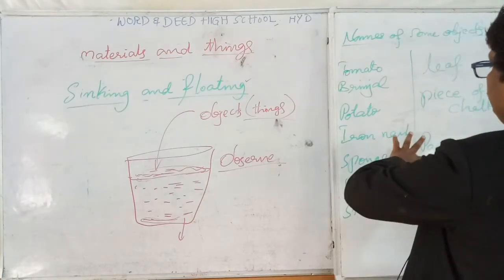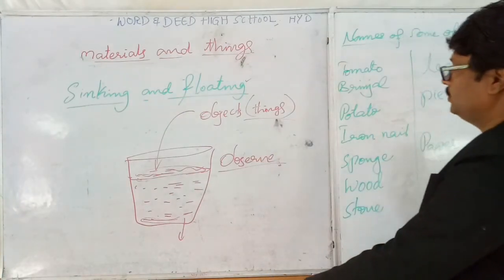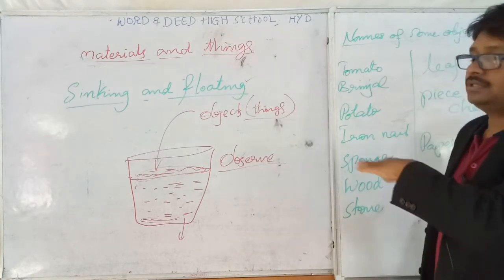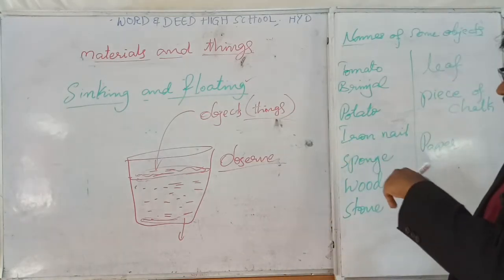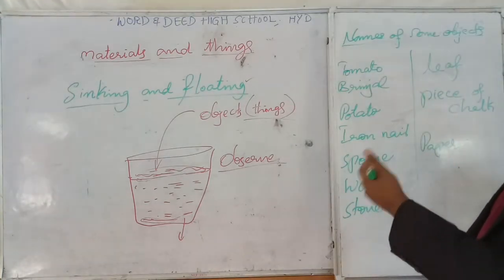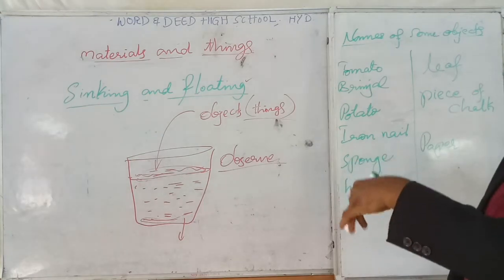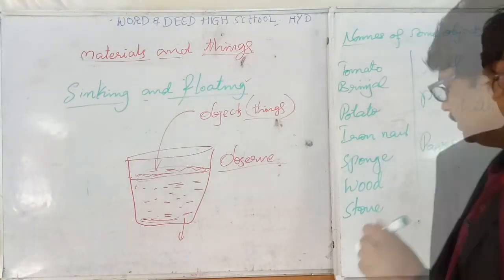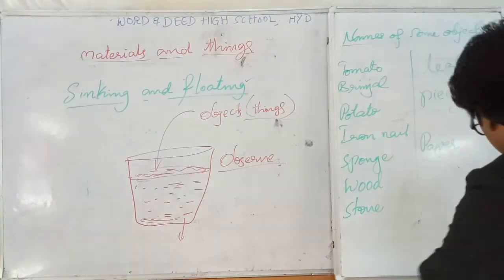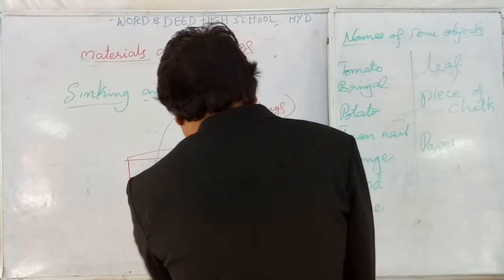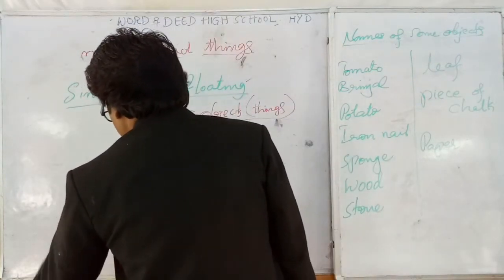See, students, if you drop all of these things in the water, you will see some of the things will go deep into the water and some of the things will remain on the surface of water. So this is because of the type of material. Some of the things sink in water and some of the things float on water.